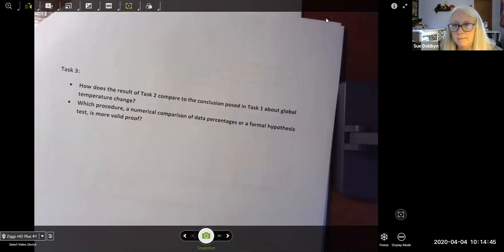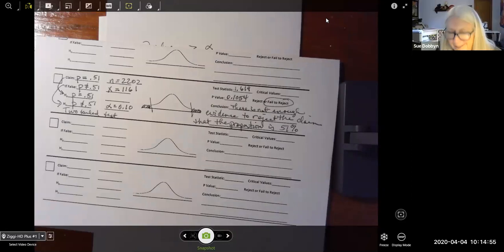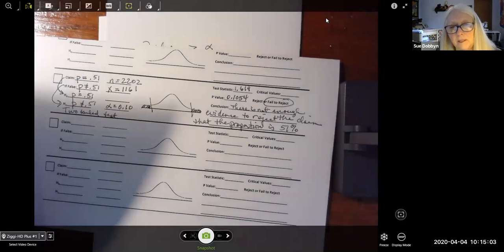Okay? What was the answer to the last question again? Well, it asks which procedure, the comparison using the graph or the formal hypothesis proof, is more valid. What do you think, Pam? The hypothesis test? Yes, okay.